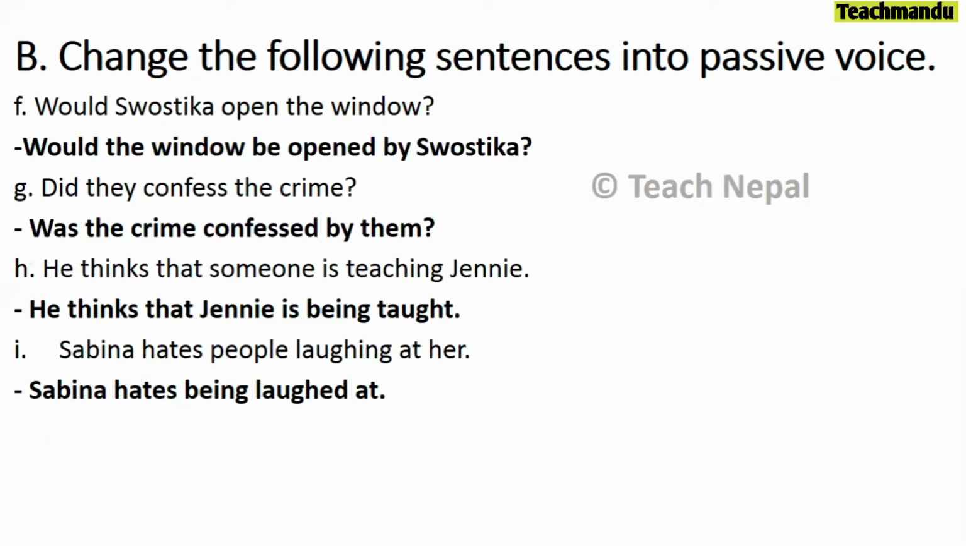We don't write by someone, okay? Sabina hates people laughing at her. Sabina hates being laughed at. So simply you can write at. If there is a verb form plus preposition, then you need to write the same thing in the passive sentence also. So in such a way you can change the active sentences into passive.